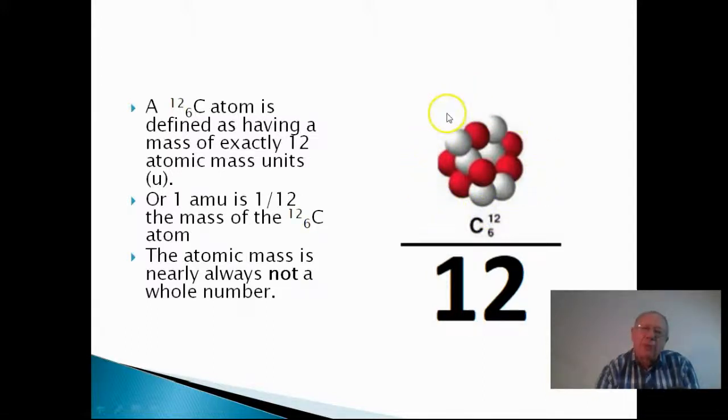Now, the reason why it's done that way is rather complex to explain, and I won't go into it at this stage. So here is the definition. One atomic mass unit is 1/12 of the mass of C-12. And it's not always a whole number. In fact, in most instances, it's not a whole number at all.